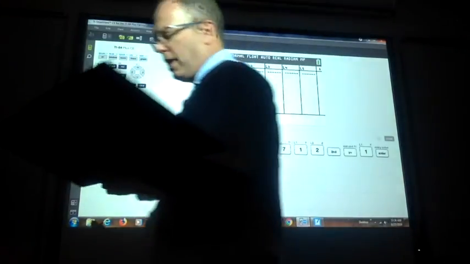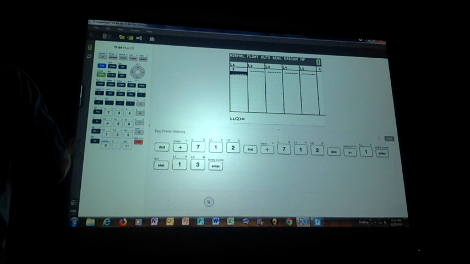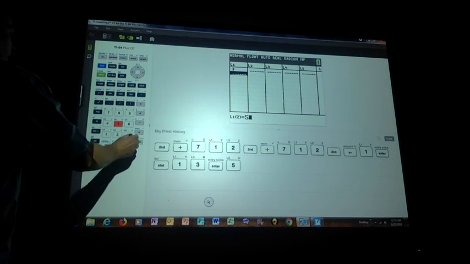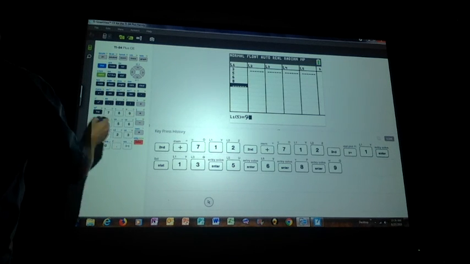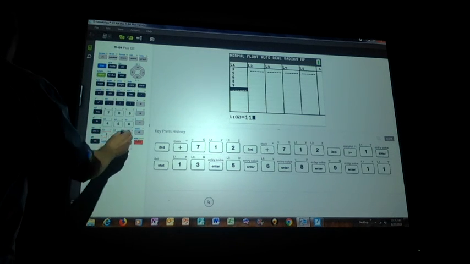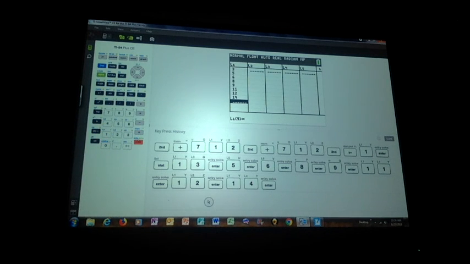I'm using my worksheet. I'm going to plug the following in. The number of t-shirts, I'm plugging into L1. So I'm going to go 3, enter, 5, enter, 6, enter, 8, 9, 11, 12, and 14. Double check your list. If you made an error, arrow back up to it. Everyone with me?